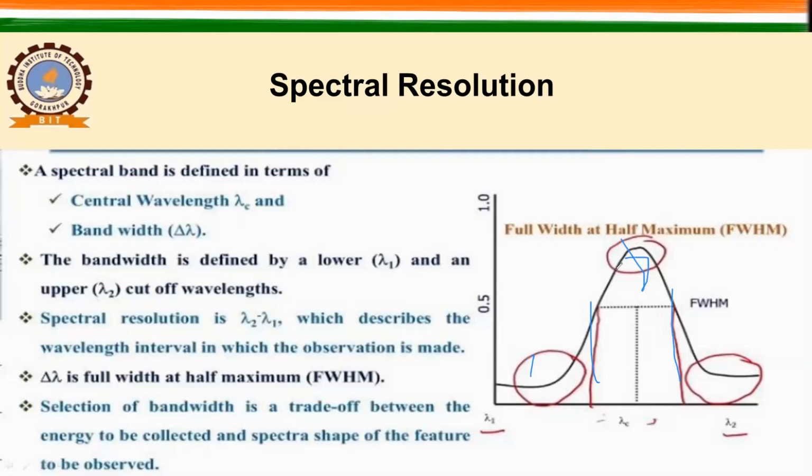And spectral resolution is lambda 2 to lambda 1, which describes the wavelength interval in which the observation is made. So this is for one image. We have used one sensor which is capable of resolving the energy only between 0.4 to 0.5, and that is generating an image, and that image we will further use for our application. And delta lambda is basically the full width at half maximum.